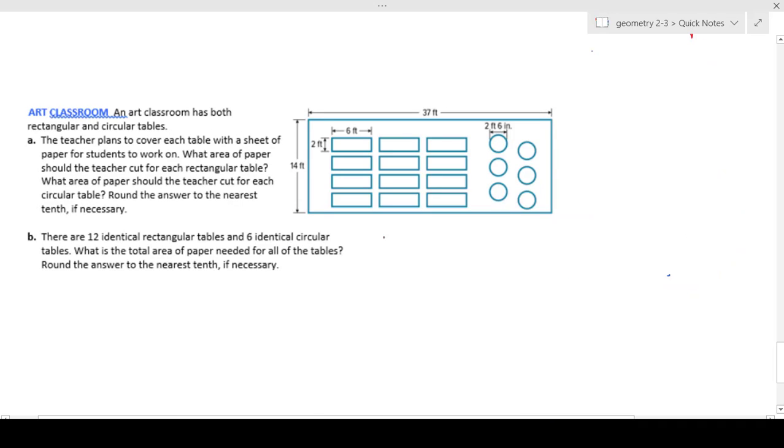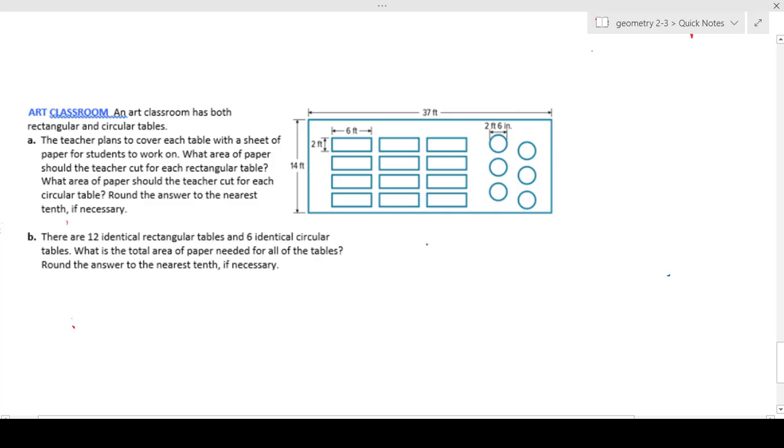Now, in my last problem here, an art classroom has both rectangular and circular tables, as you can see here. Okay. The teacher plans to cover each table with a sheet of paper for students to work on. What area of paper should the teacher cut for each rectangular table? What area of paper should the teacher cut for each circular table? Round the answer to the nearest tenth if necessary.